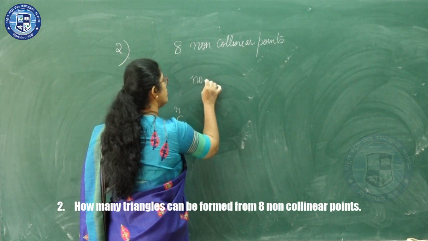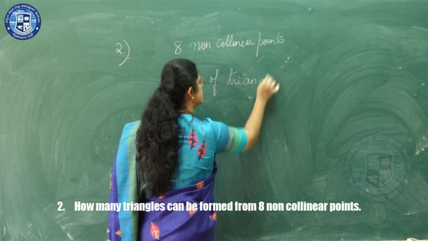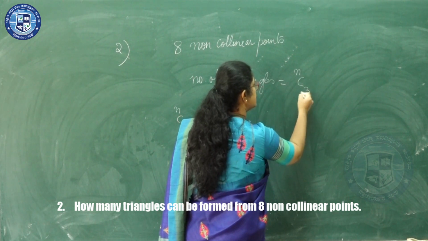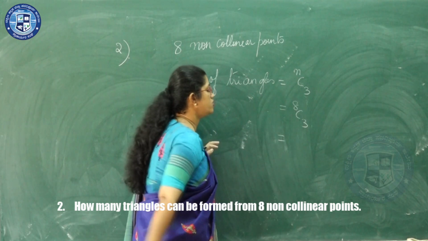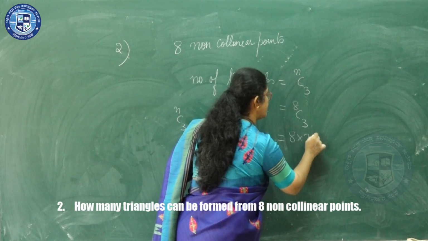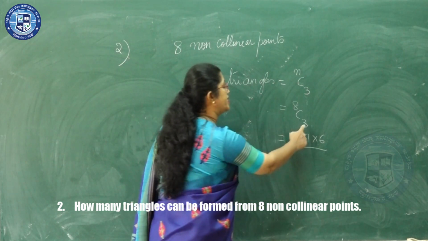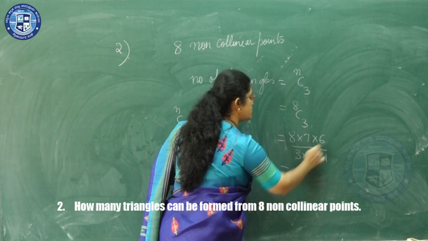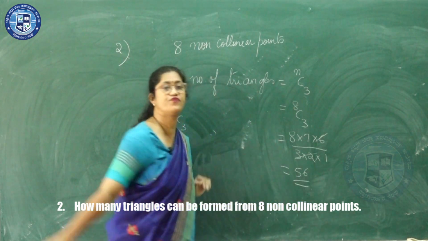So therefore, the number of triangles is equal to NC3, and that is 8C3. So calculate 8 into 7 into 6, starting from 8, 3 factors, divided by 3 factorial, 3 into 2 into 1, so 6 gets cancelled, 8 into 7, that is 56.